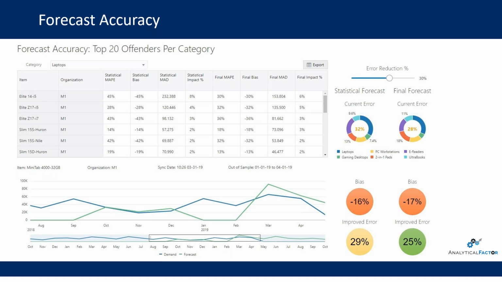Forecast accuracy shows what we call top offenders. For, let's say, every product category you have, it'll show you the products that are most impactful into what are driving your forecast error, whether it's quantity or dollars. Which are the products that are really impacting your enterprise accuracy values?